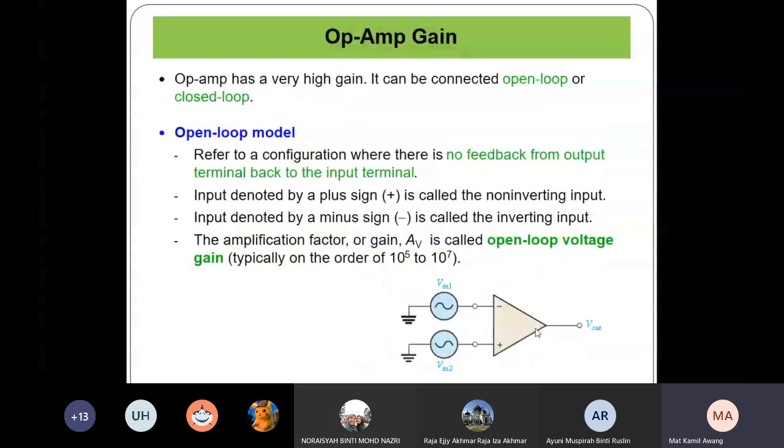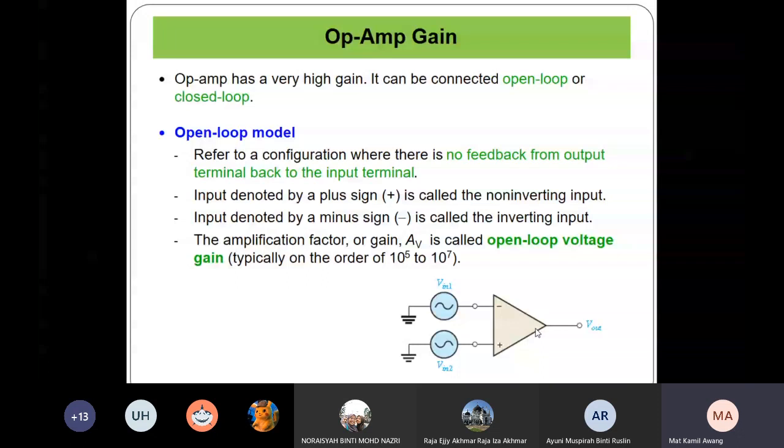Now, when you talk about amplifier, then you have to talk about the gain of the amplifier. So op-amp basically has a gain. Basically the input will be amplified by the factor of the gain. Let's say if the gain is 100, then the input is being amplified by a factor of 100 to become the output value. So op-amp has a very high gain.